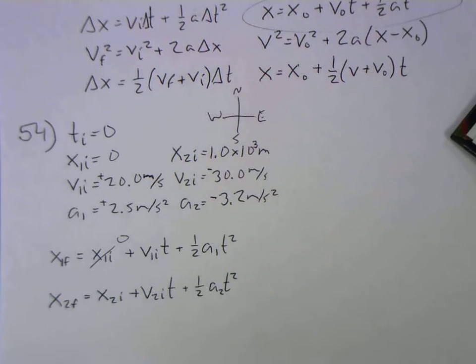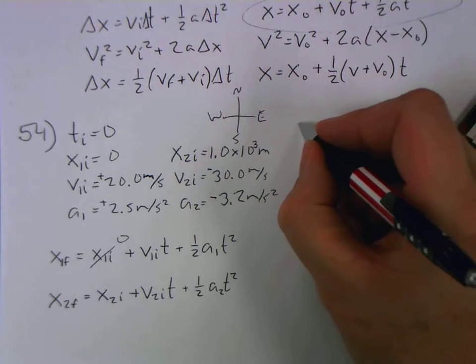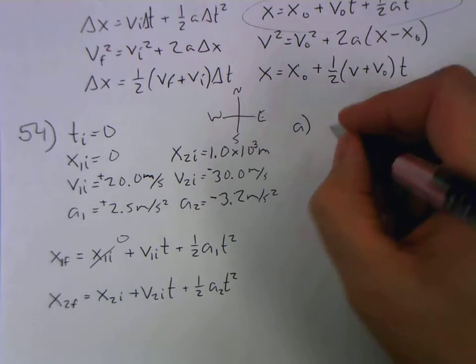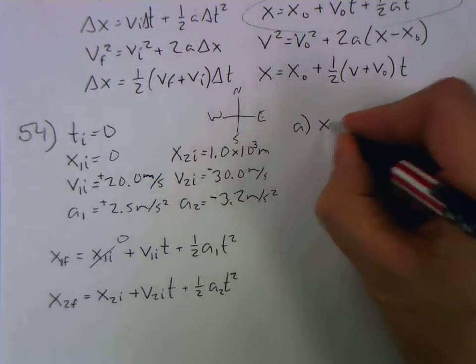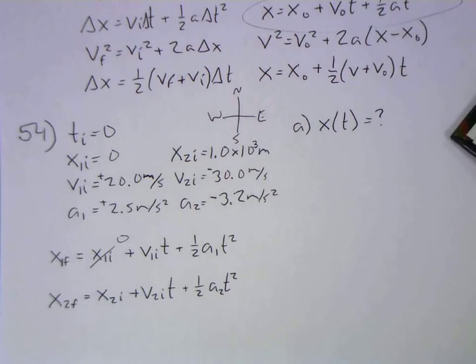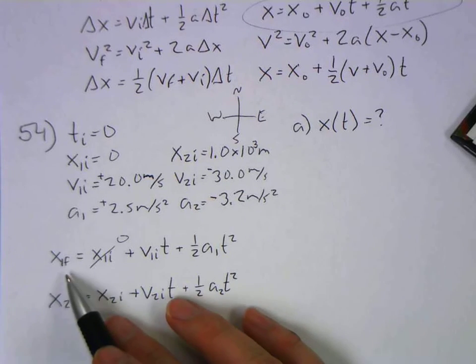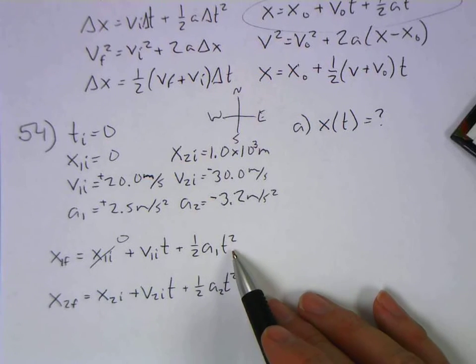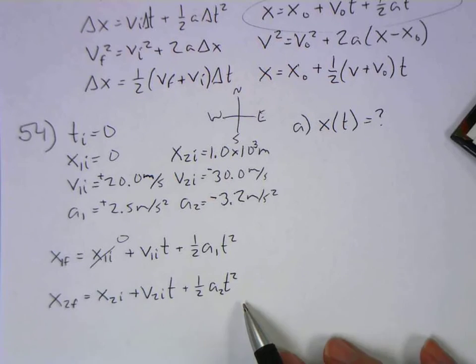Okay? Part A had numbers to it, and if we were summarizing our problem A, we would say x as a function of t equals what? All right? So we want x1 final equals a number times t, a measurement times t, I should say, plus 1/2 another measurement times t squared, and the same deal for here.